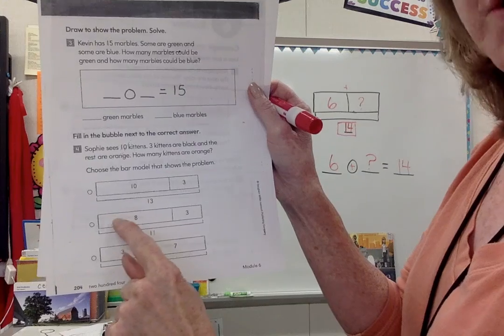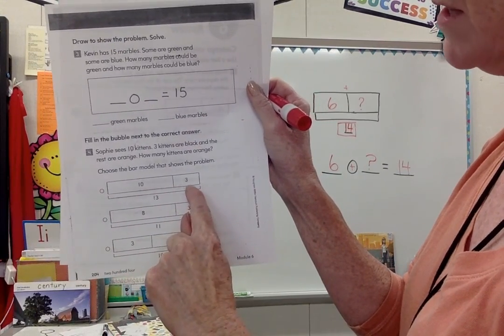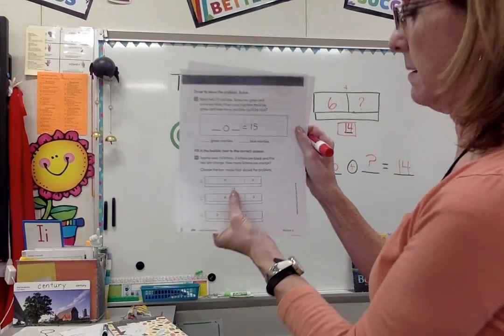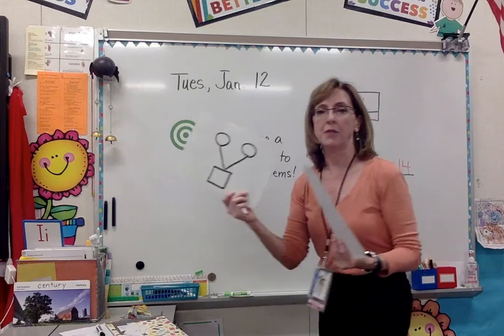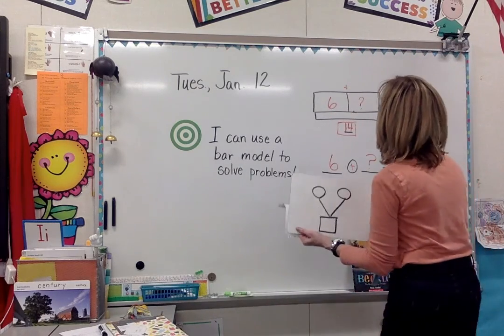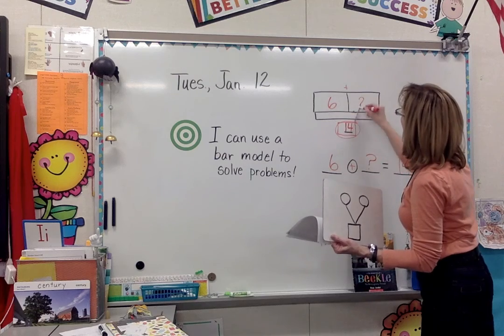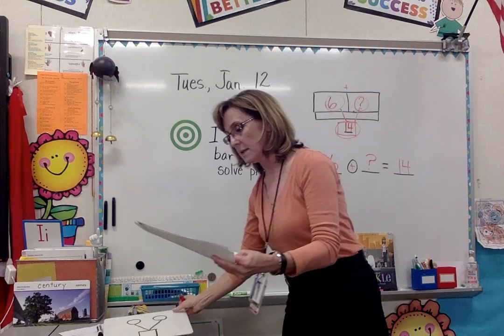Here are some more bar models down there. They have shown them as bigger. 10 and 3 is 13. This is the same as our upside down math mountain. Our total and 2 parts up here. That is exactly what we're looking at.